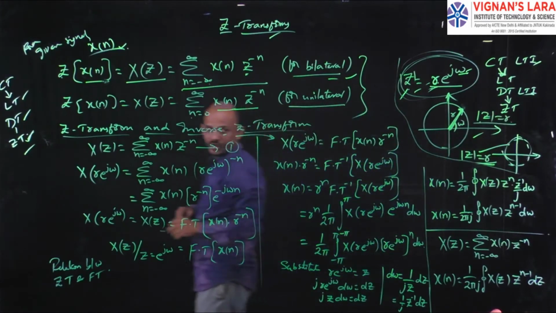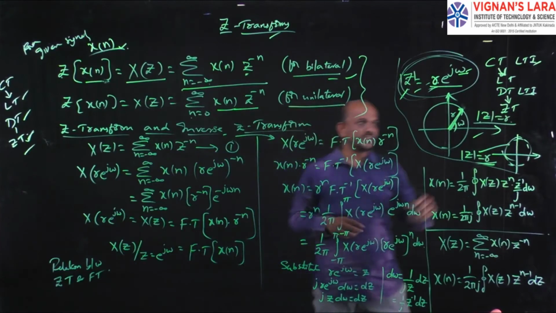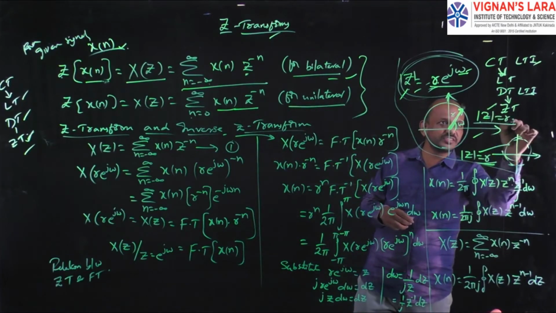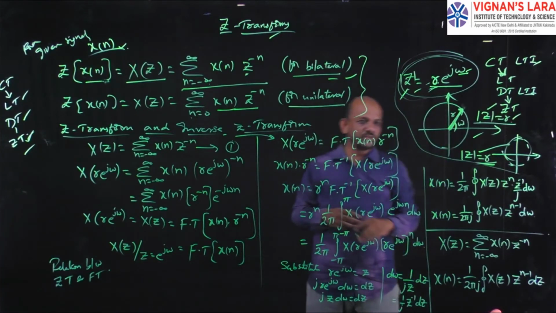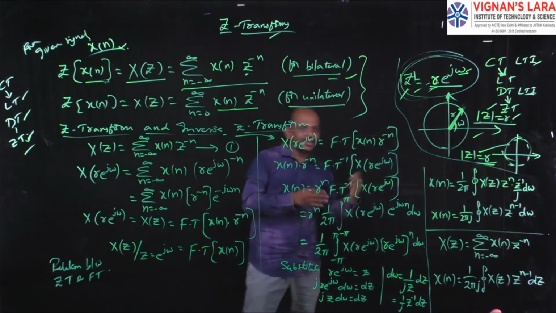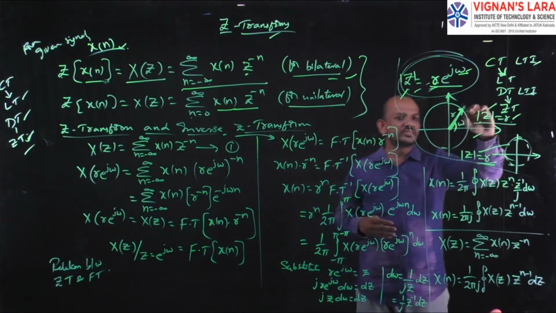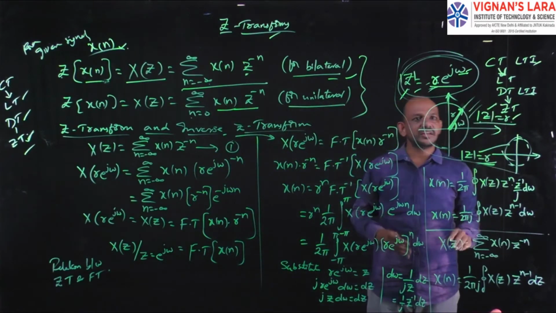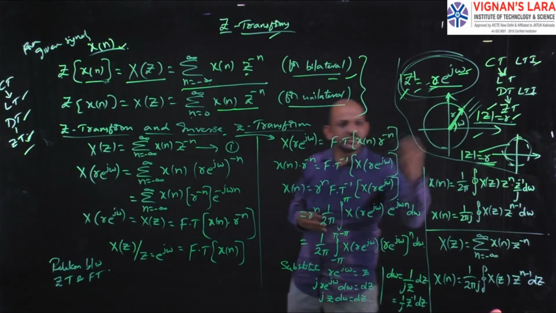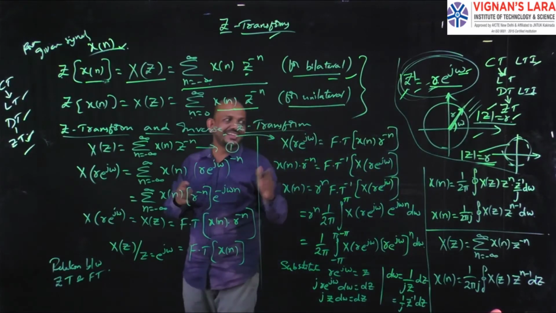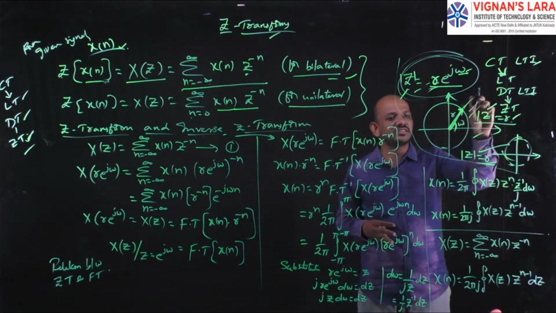Now the ROC, the region of convergence of this Z transform, is mainly dependent on this mod z, that is this r value. That is, r is the radius of the circle. If the mod z value is greater than 1, then the ROC is outside. If the mod z value is less than 1, then it is inside. If mod z is greater than r, that is, outside the circle of radius r is the ROC.